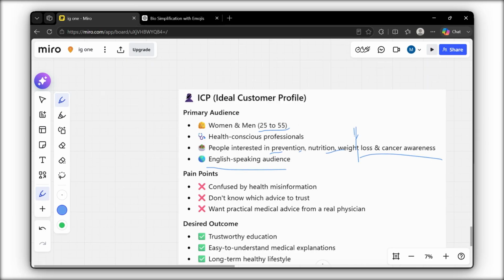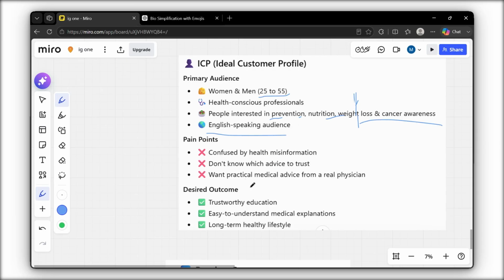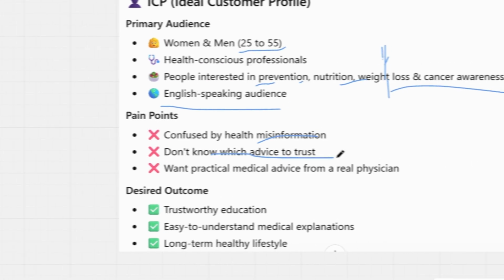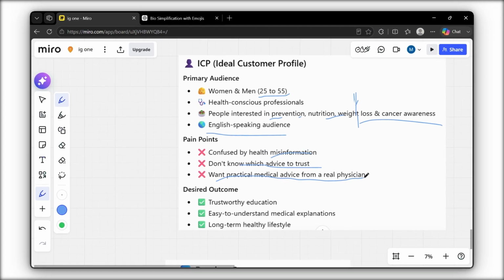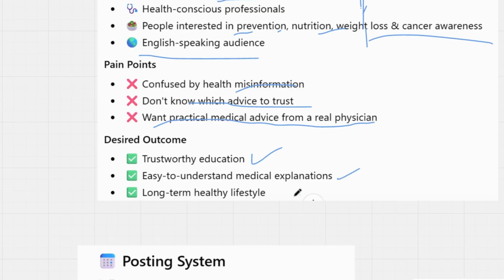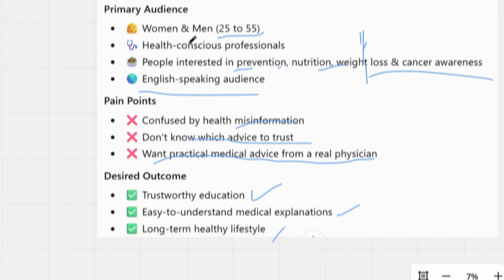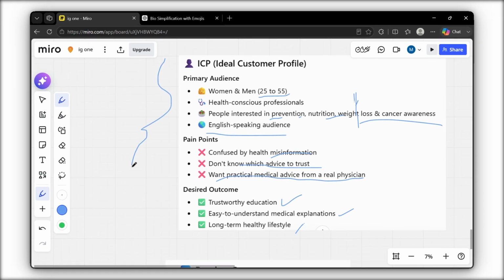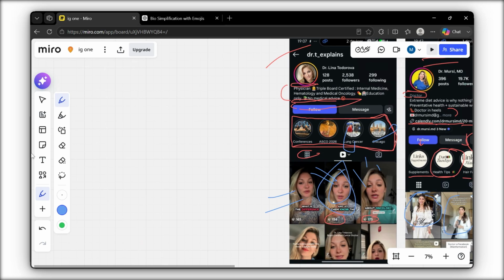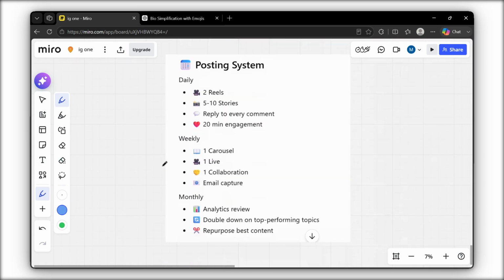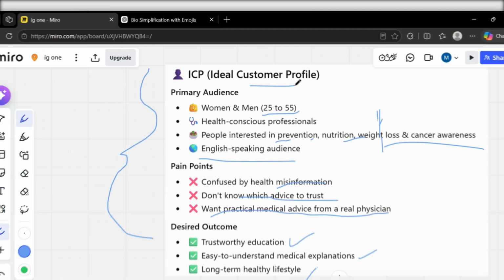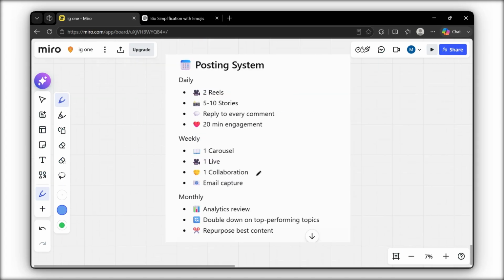Because if we don't know the pain points of the audience, we cannot pinpoint on that. Pain points are: confused by health misinformation, don't know which advice to trust, want practical medical advice from a real physician. Desired outcome is trustworthy education, easy to understand medical explanation, long term healthy lifestyles, right? So this is our ideal customer profile, right? And suppose we create videos for her, we will go into what our posting system should look like. After we understand our customer profile, we should go into how to target them.